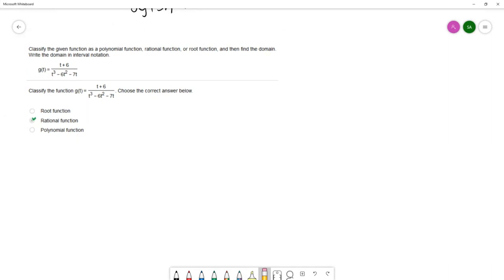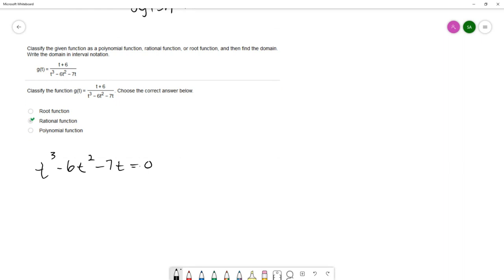Okay, on this one, it says classify the given function as polynomial, rational, or root, and then find the domain. So we've already got it marked as rational, and it is rational because it's got a variable in the denominator. To find the domain, we're going to take the denominator and we're going to set it equal to 0. Now the reason why we're setting it equal to 0 is because having a 0 in the denominator is undefined. And that would mean that if it's undefined, then it can't be in the domain.